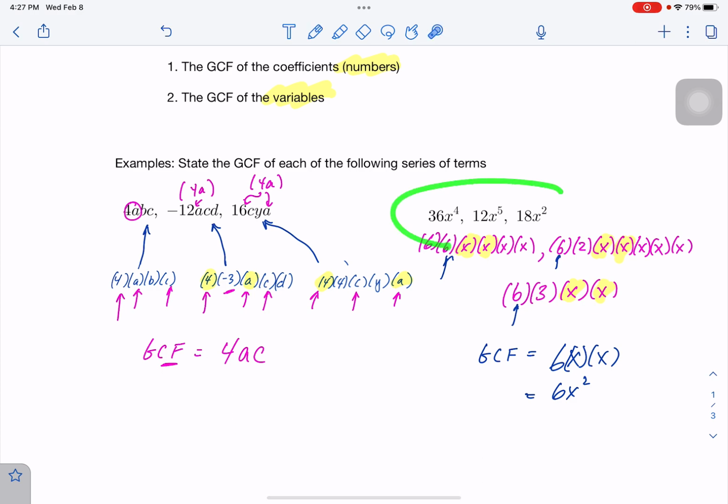Now, can you see that up here when you look at these? When you look at these later, can you say, okay, I'm going to take out a 6x squared from here, a 6x squared from here, and a 6x squared from there? And it kind of makes sense because 36 divided by 6, 12 divided by 6, 18 divided by 6. I've got 4 x's, I'm taking 2 out. I've got 5 x's, I'm taking 2 out. I've only got 2, and I'm taking 2 out. And that gives me my GCF.